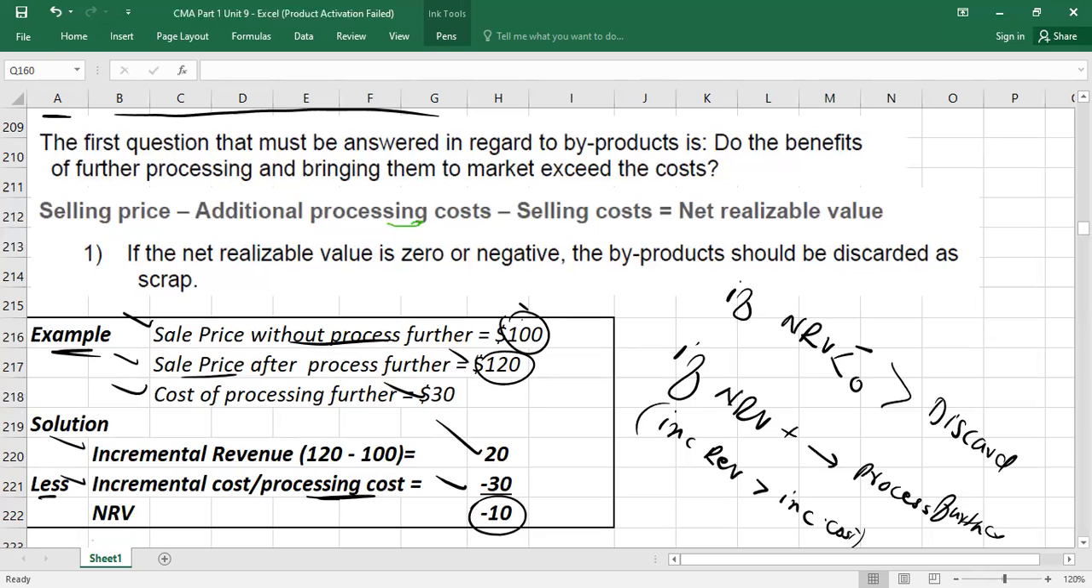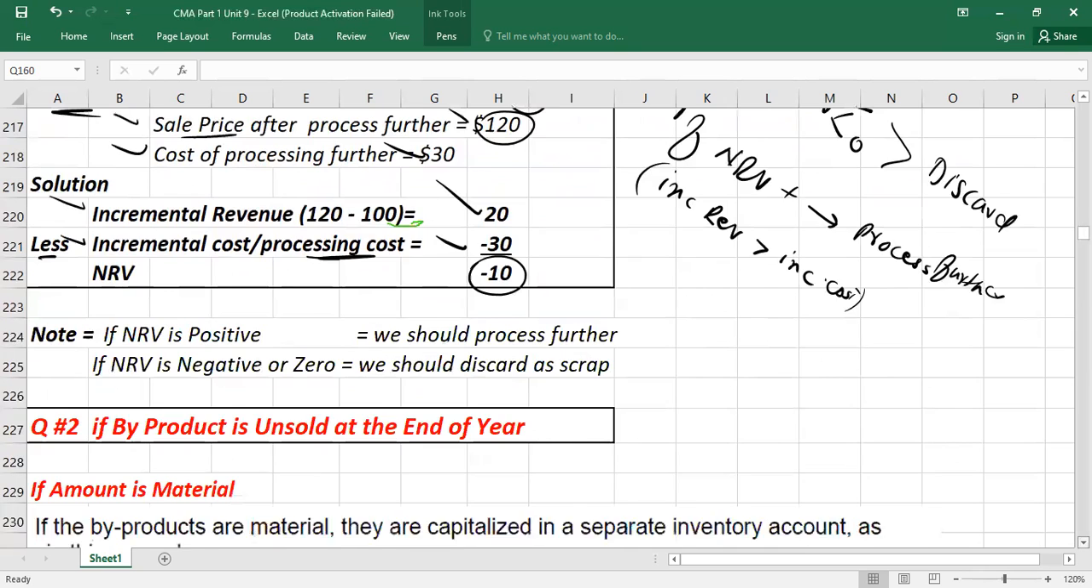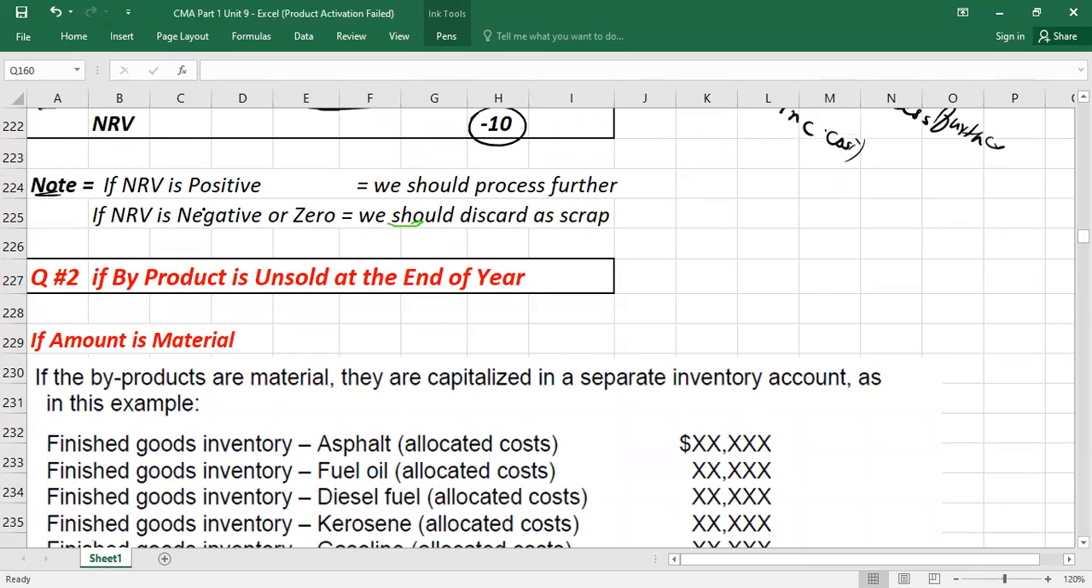Understood? Then guys, we have a second question. It's written here, note: if NRV is positive, we should process further. If NRV is negative or 0, we should discard as scrap. And for NRV, remember the formula. There are different ways to do it. This is called the incremental approach: incremental revenue minus incremental cost. Understood? Then we have question number 2.